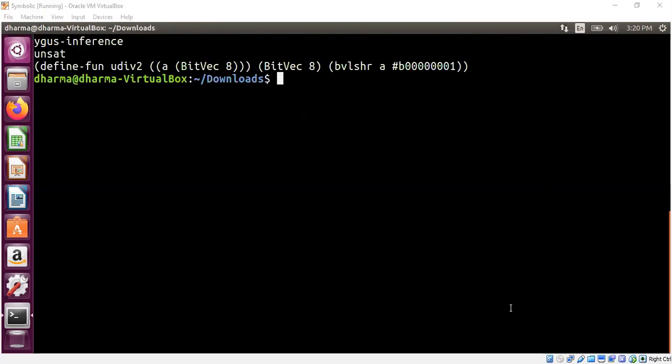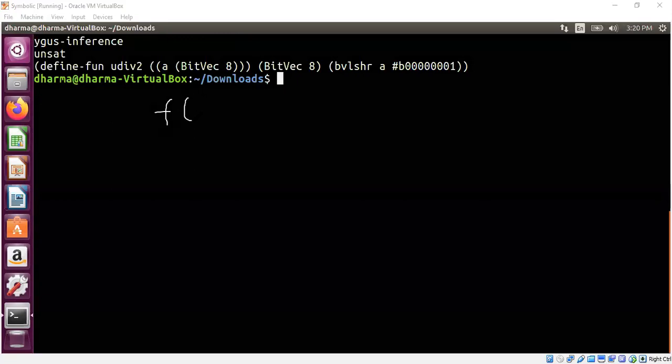So it's basically, what is it? Your f of a is nothing but, what is this function? It's nothing but your a, this is basically right shift, right? Logical right shift by one position.